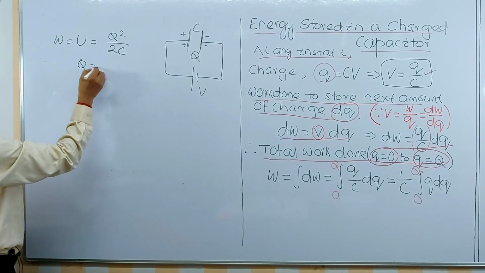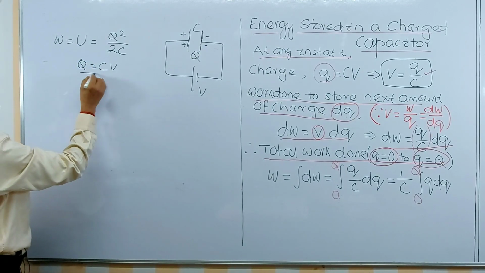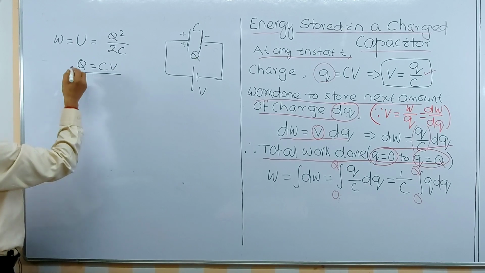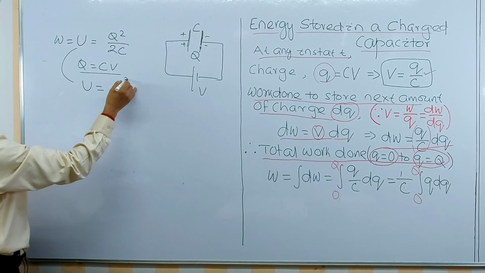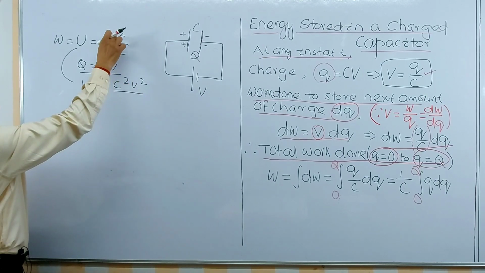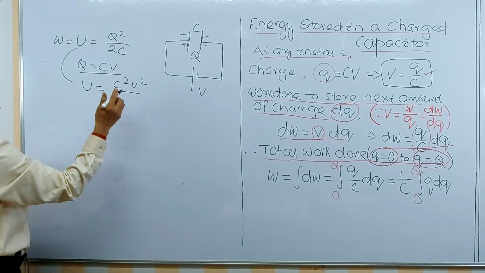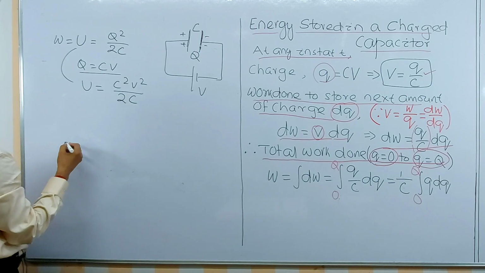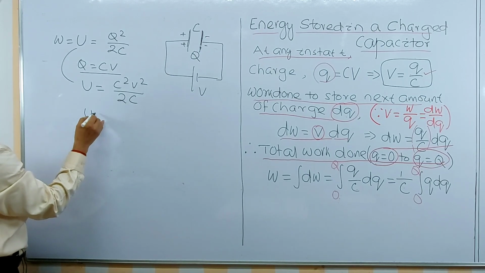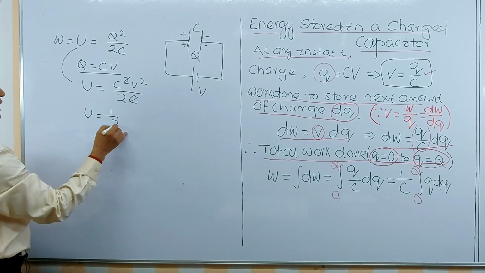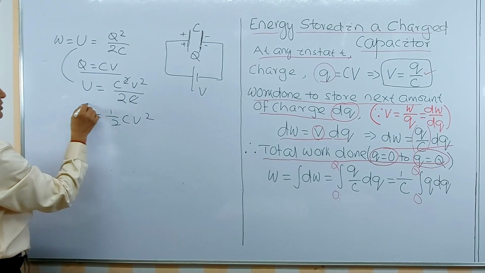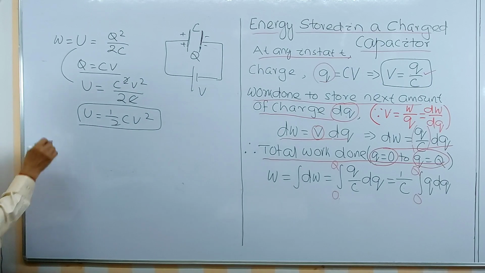Now Q equals CV by definition. That's why this energy equals C square V square by 2C. Q is CV, so C square V square by 2C. One C cancels out, and you get half CV square. This is one formula.